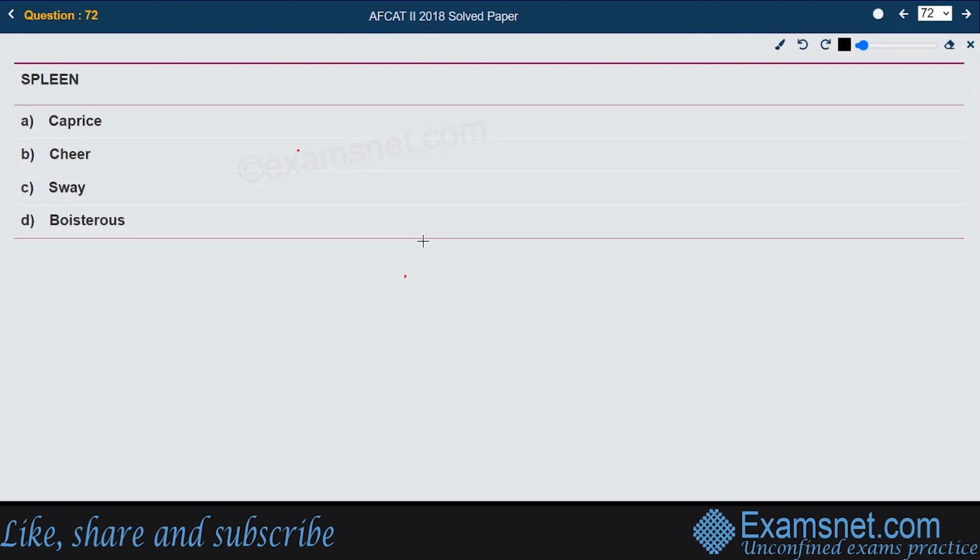Now the next word that we have is spleen. Let us see the meaning of spleen first. The meaning of spleen is having a bad temper, or getting irritated very soon. So we have to look for the antonym of this, the opposite word. So the right answer is cheer.